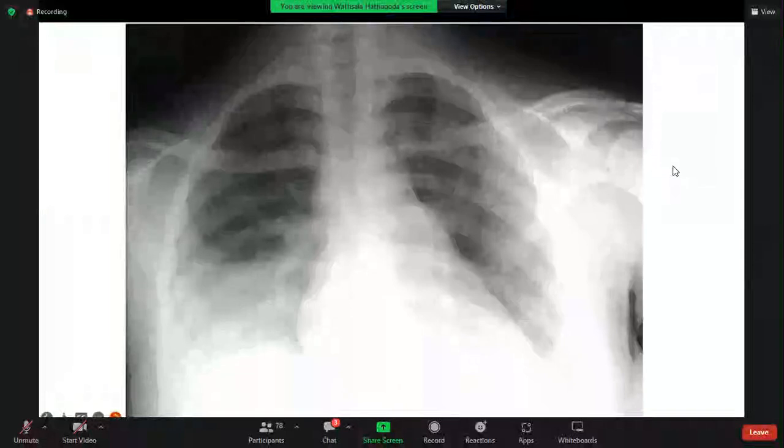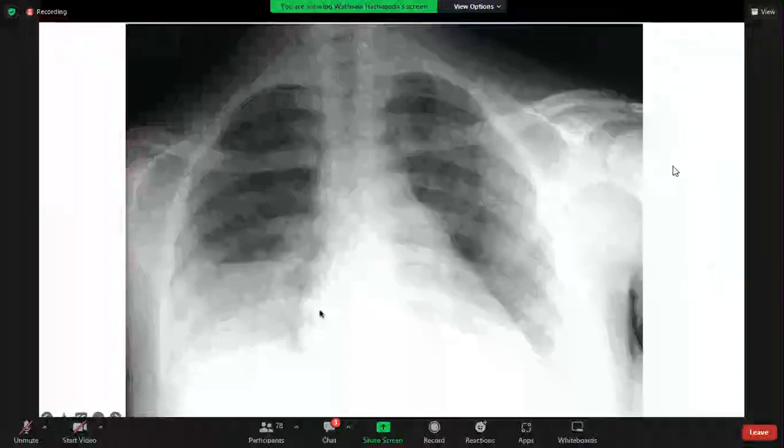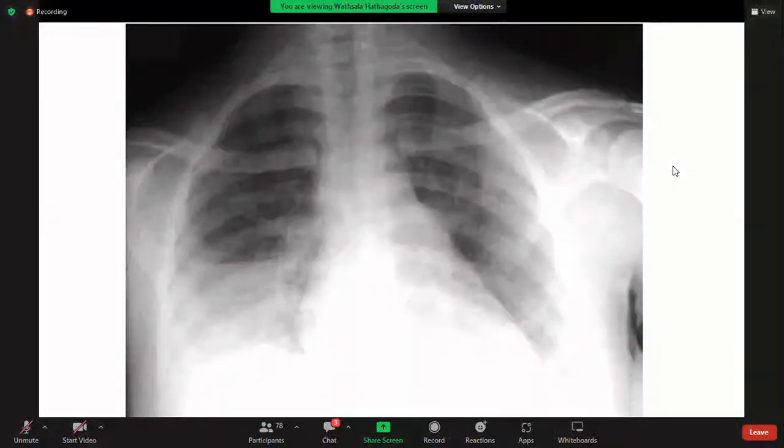It's not a very good quality X-ray, but still you can see. So what can you see? It's right lower lobe pneumonia. Okay, yes. Can this be an effusion? How to differentiate a consolidation from an effusion? Effusion would be, madam, homogeneously opaque.